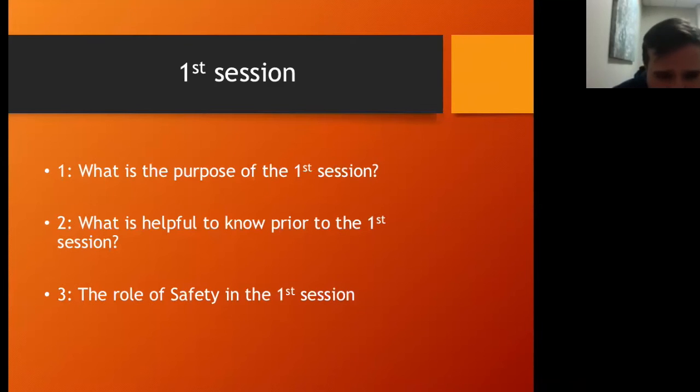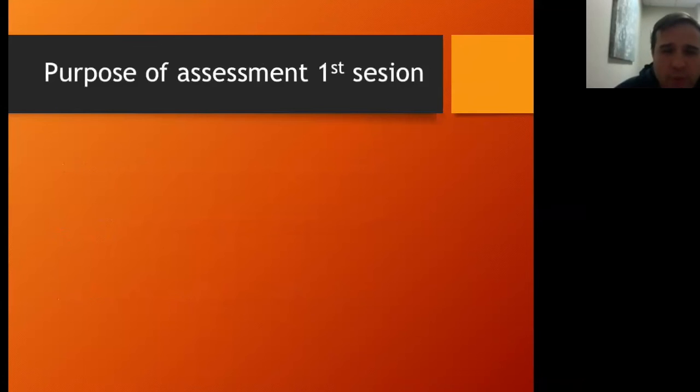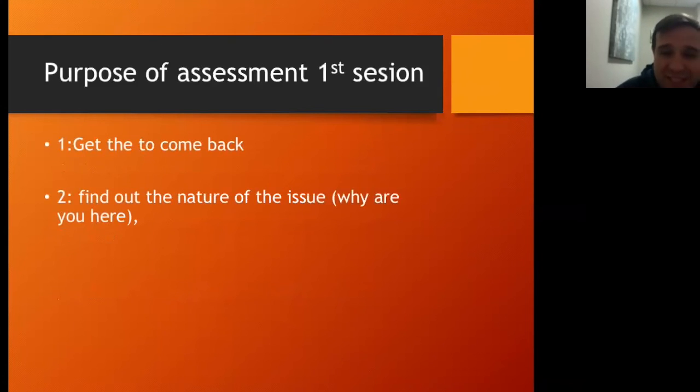So thinking about what would be helpful to know prior to the first session is incredibly helpful for your agency as well as you. And then the third, the role of safety in the first session, really trying to create an environment where the person feels comfortable enough to engage in that collaborative experience. So purpose: get the client to come back, find out the nature of the issue. Who are you and why are you here?